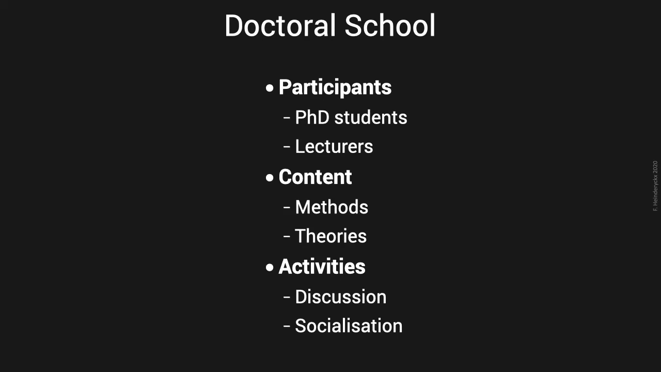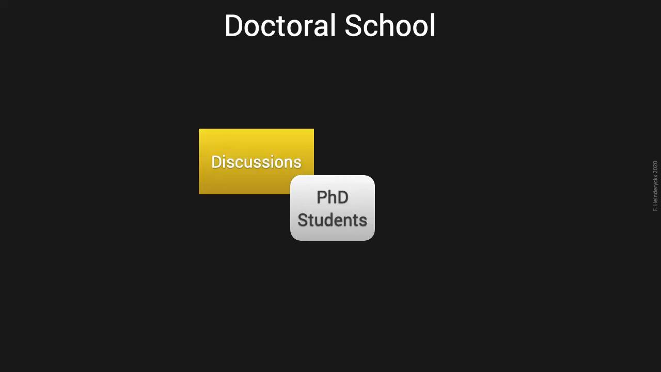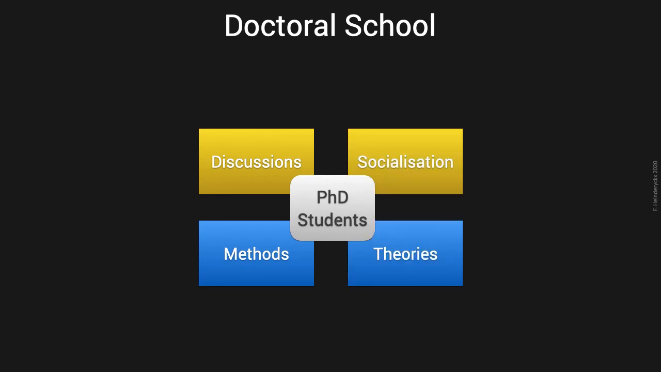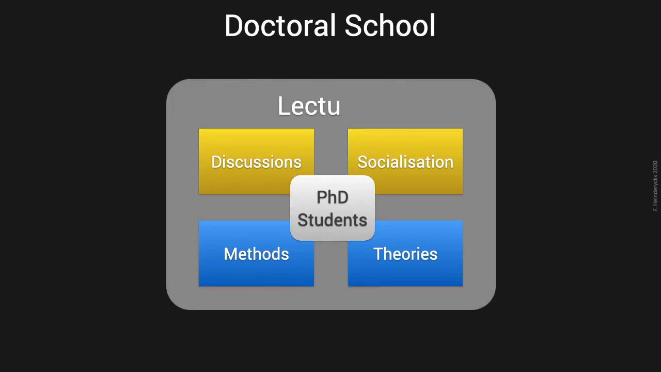It's far from optimal. Let me show you one simple alternative way to present the exact same information in a much more meaningful way. Here it is. So a doctoral school is about PhD students. They are at the center of the doctoral school, obviously. Then it's about discussions, methods, theories, and socialization, all that within the background of, in the frame of the help and supervision of lecturers.